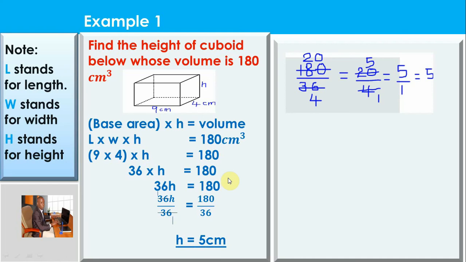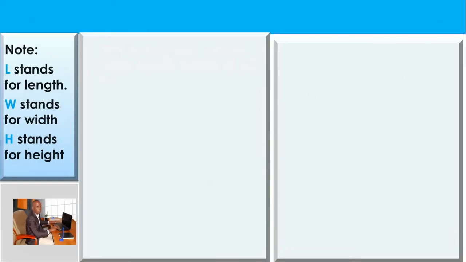Okay, members, have we understood example number 1? Oh, somebody has said he has not understood yet. Now let us go to number 2. So I'm going to try as much as possible to go slow in number 2, and then we see how we can get this.